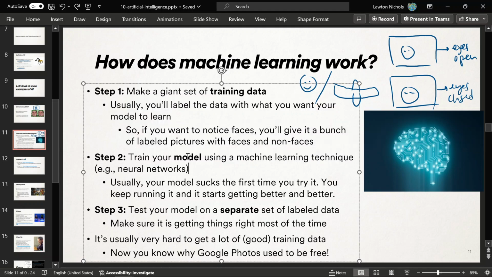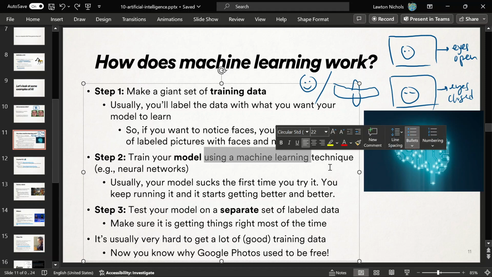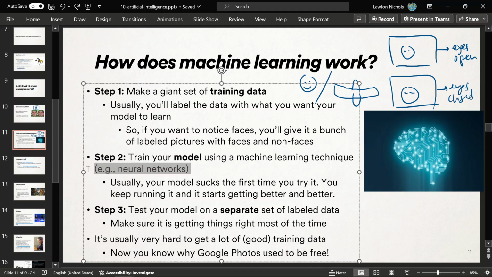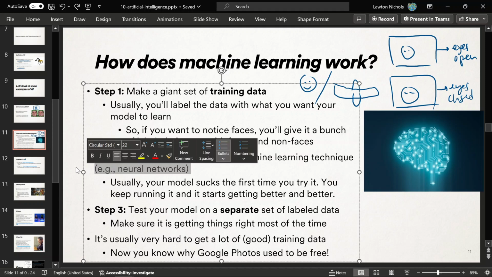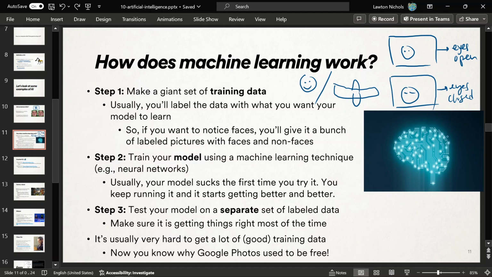All right, model is the technical term for your machine learning program. The synonym for that is your model. And you train it using some machine learning technique. The popular one these days is neural networks. And a neural network is like a computer version of a brain.